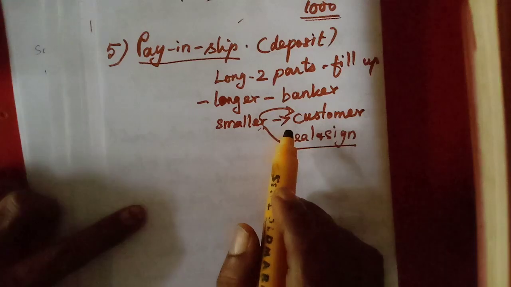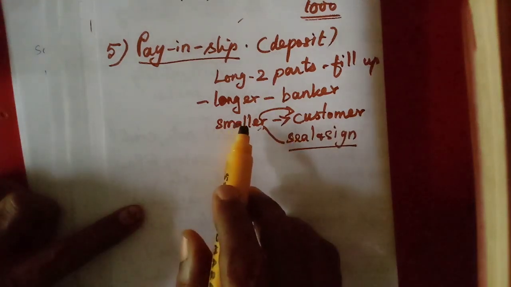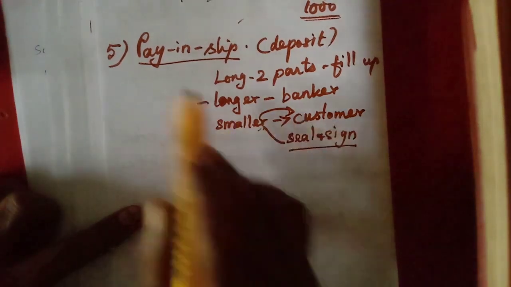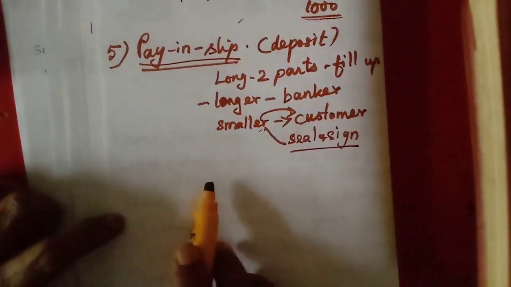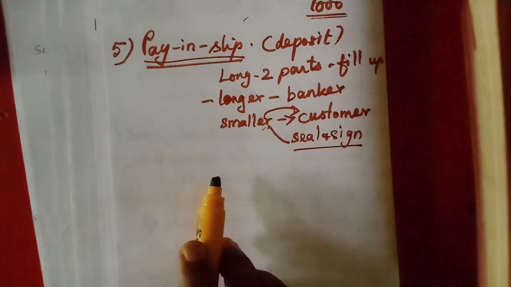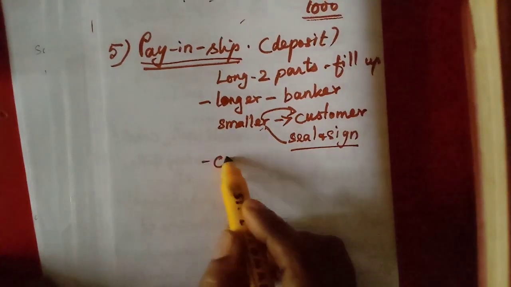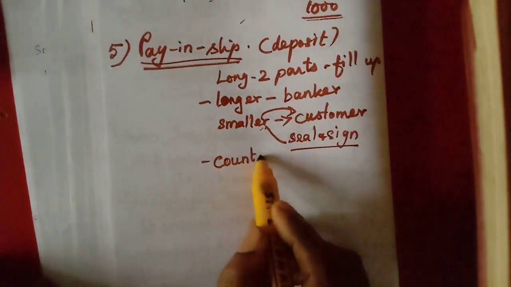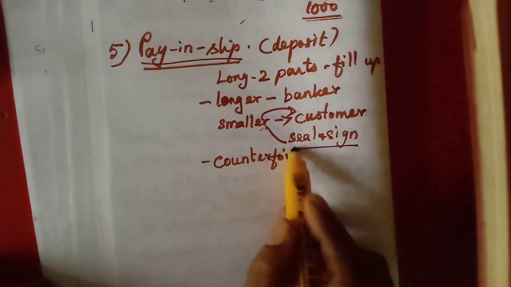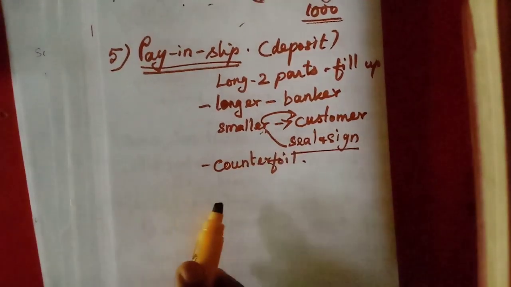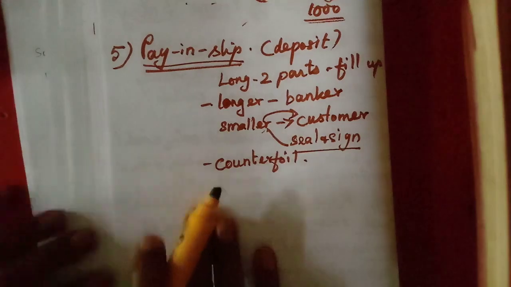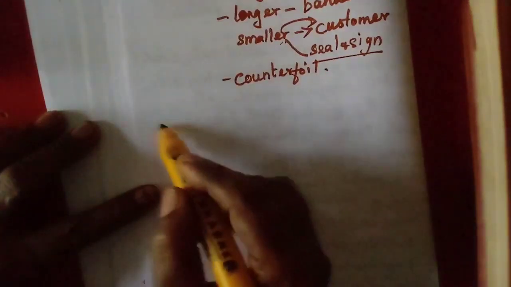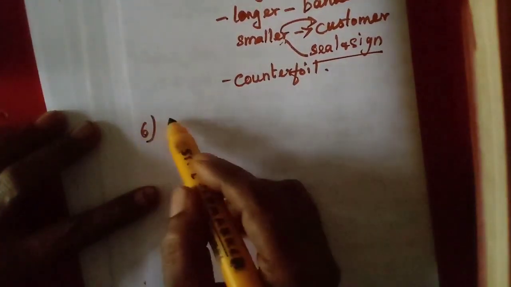If an organization is depositing money in its account, then that is called a pay in slip. That slip will be the remaining counterfoil. We call it the counterfoil, one small slip that we have to keep as the evidence. That is called a pay in slip. Related to the bank, the next one is the check.